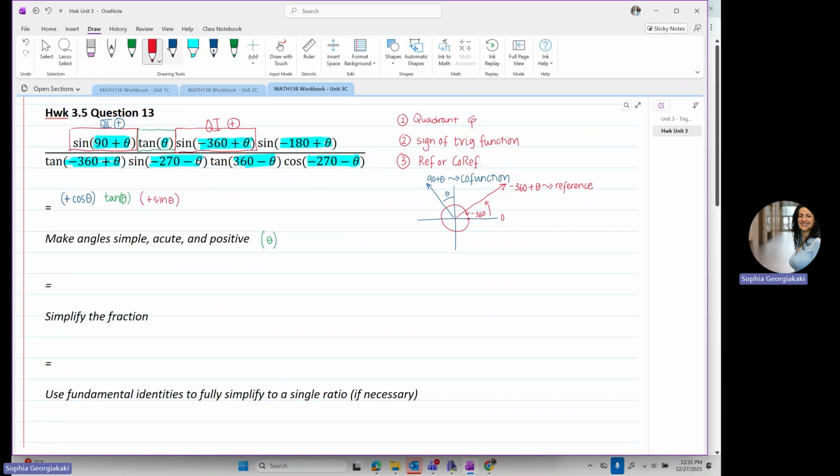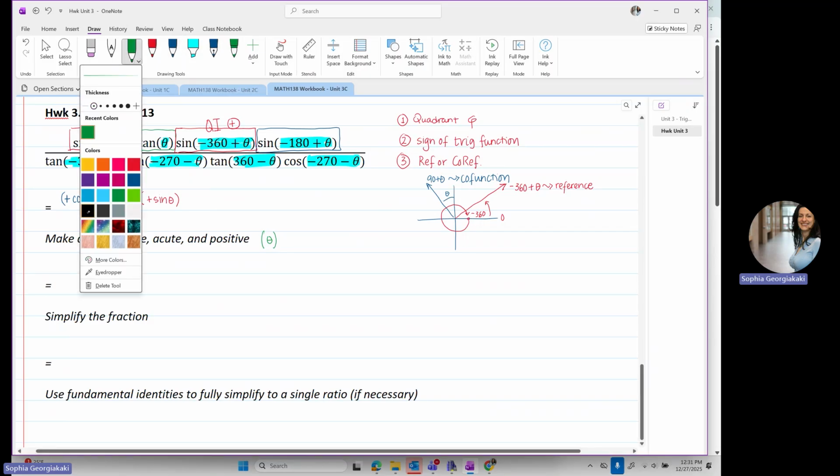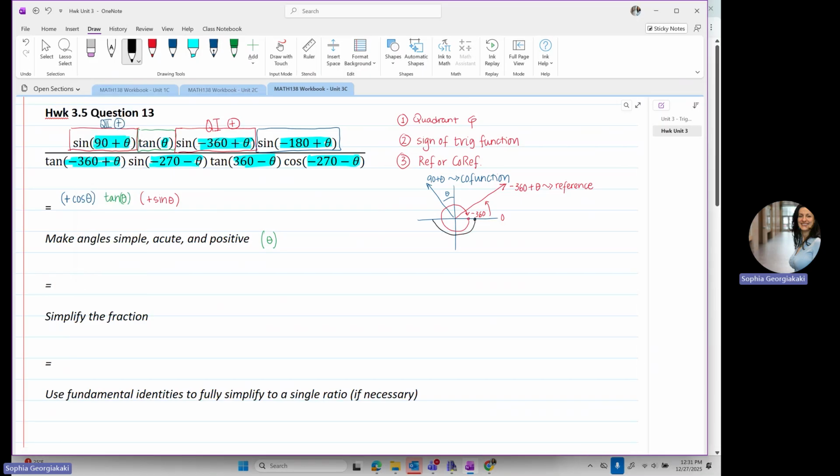The next angle is negative 180 plus theta. So for negative 180, let me grab a black pen. All right, I'm going to start at 0. I'm going to go negative 180, and then I'm going to go plus theta. And this is negative 180 plus theta. This is in quadrant 3.